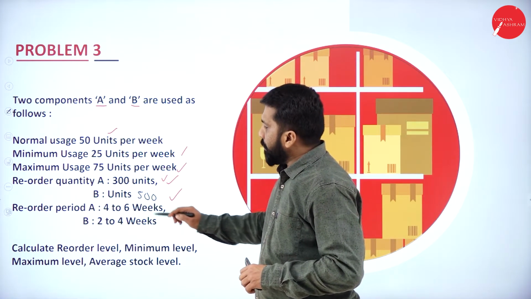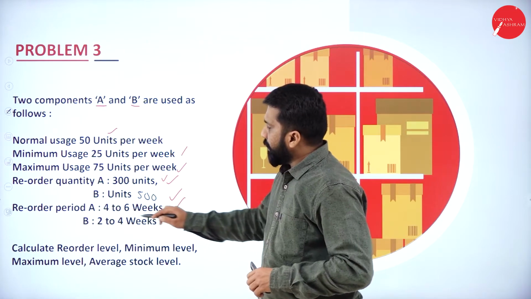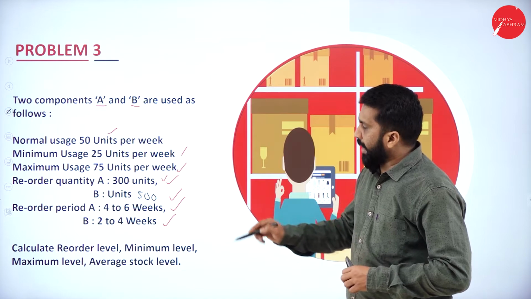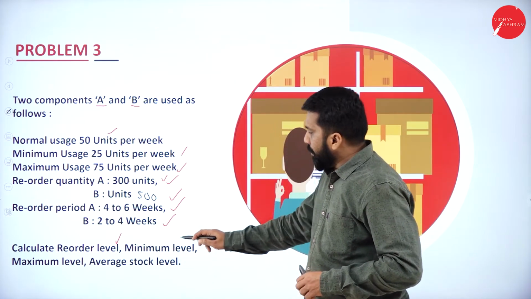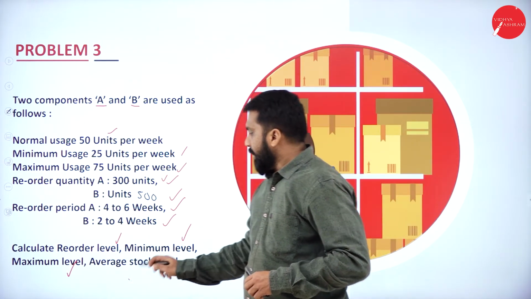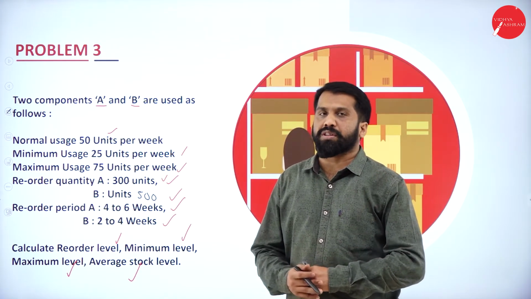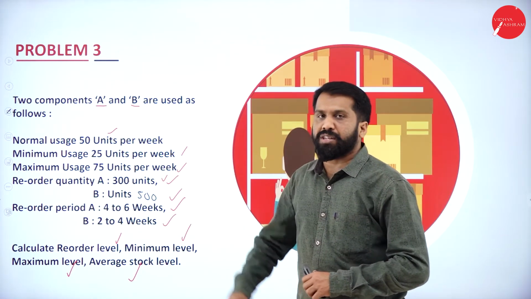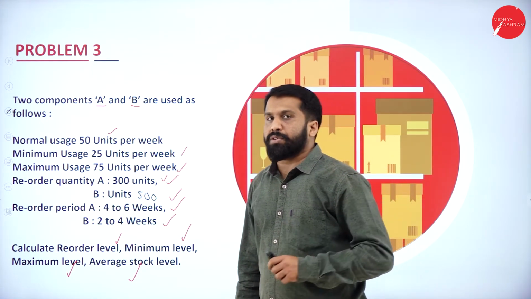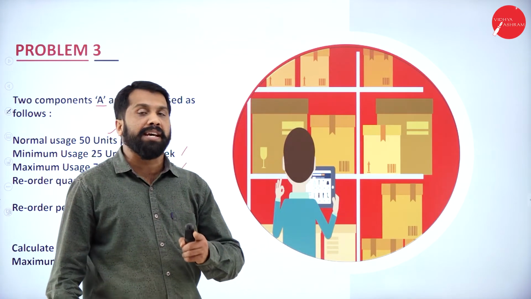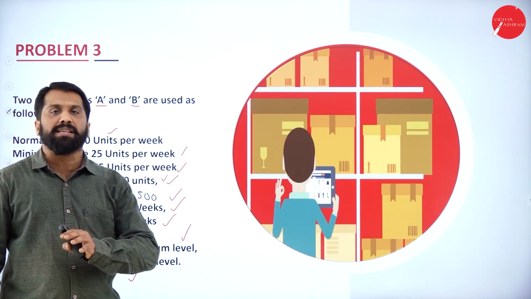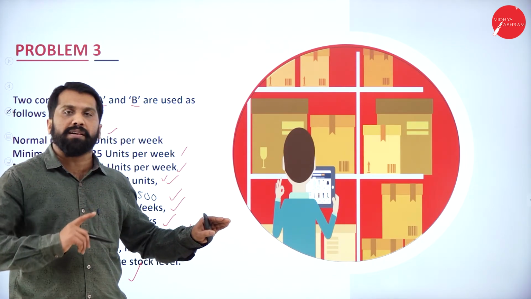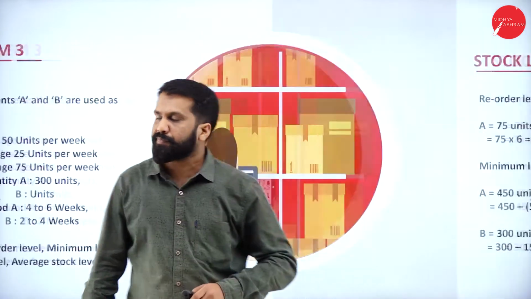Now, reorder period for A is 4 to 6 weeks. For B, it is 2 to 4 weeks. Now, we have all the information. Calculate reorder level, minimum level, maximum level, as well as average stock level. We'll go for individual calculation. Whatever you calculate, remember, you have to do it for A as well as for B. It is nothing but the same problem you are doing twice, one for A and one for B.